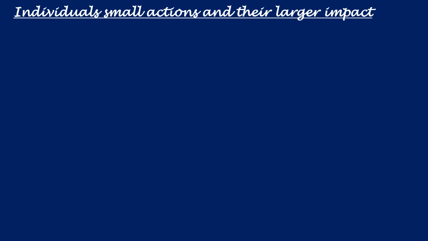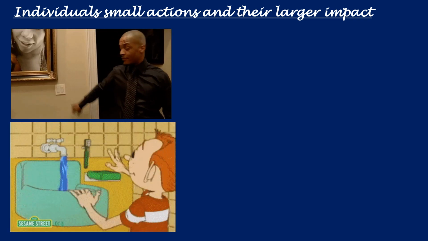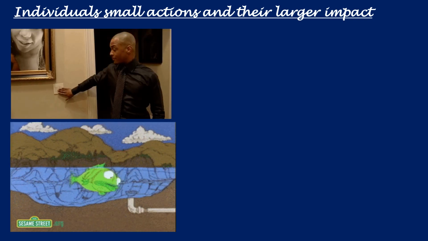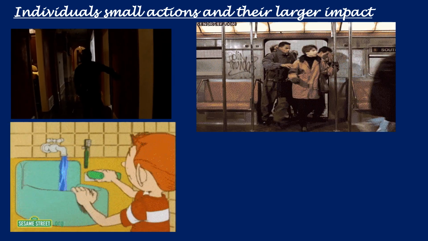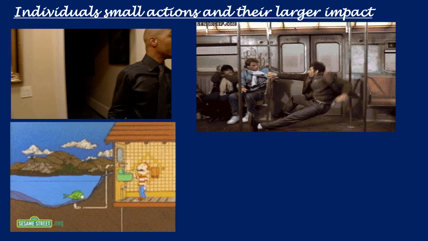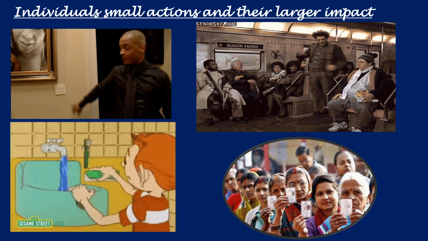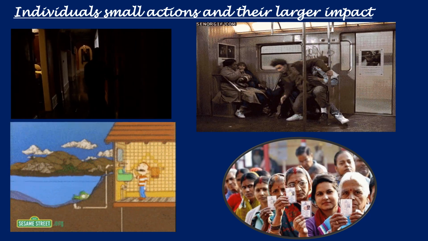Individuals' small actions and their larger impacts. Now see, we use facilities like electricity, water, etc. If each one of us could use them wisely, we can save a lot of electricity and water, and a large number of people would be able to use them. We get to use public transport like bus, train for a reasonable price. If we use them frequently, they can make profit and we can get better quality public transportation. We are also taxpayers and voters. If each one performs their responsibilities honestly, our country can progress.